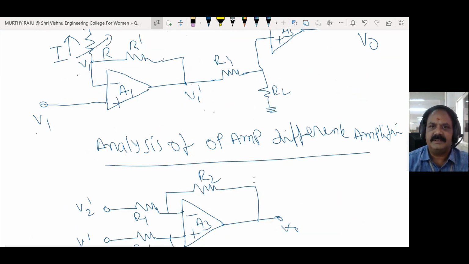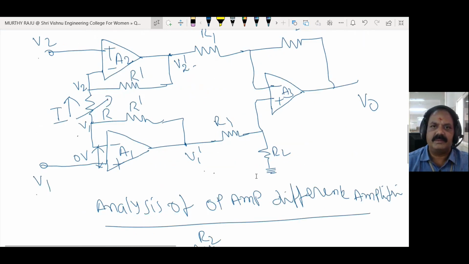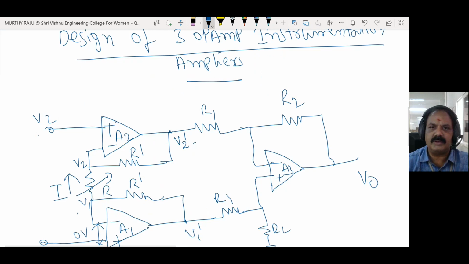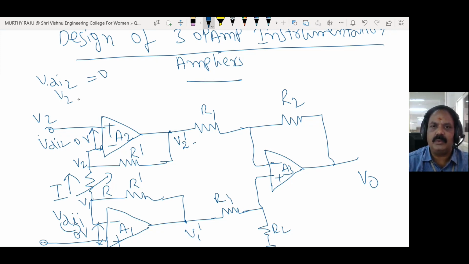In this diagram, this voltage is equal to 0 volts. This voltage also is 0 volts. That is the reason, 0 volts means V2 is equal to VD. VD is equal to 0 means V2 minus this voltage. Suppose this voltage is Vx, then Vx is equal to V2.